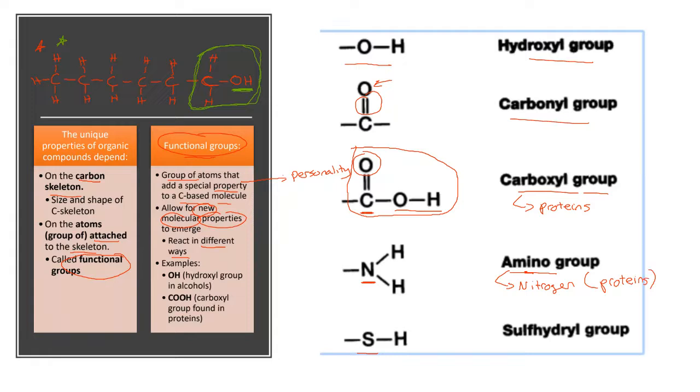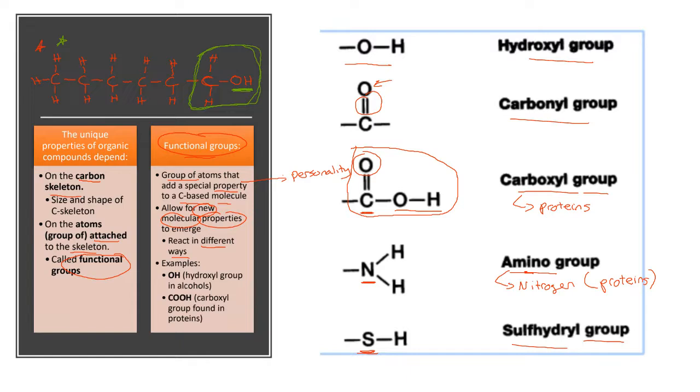Also in proteins, you get to see a sulfhydryl group. This is not very common, but it pops up in proteins a lot of times. It's important because this group can do something called a cross bridge, so it can bring two parts of the protein together, making a bridge.